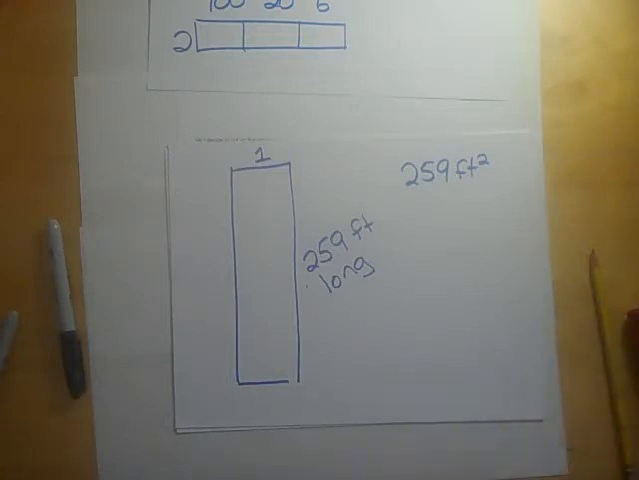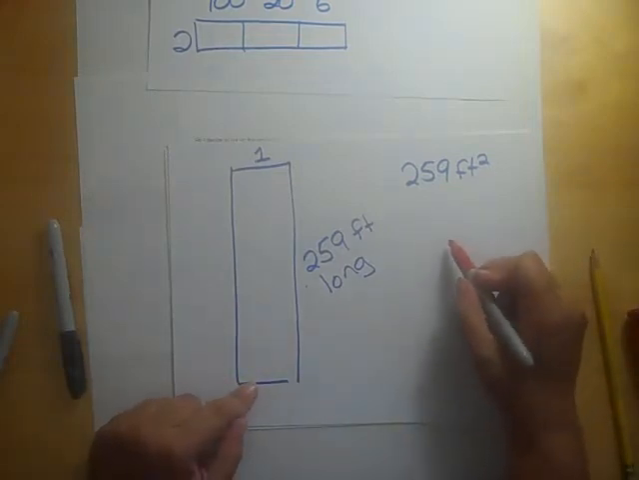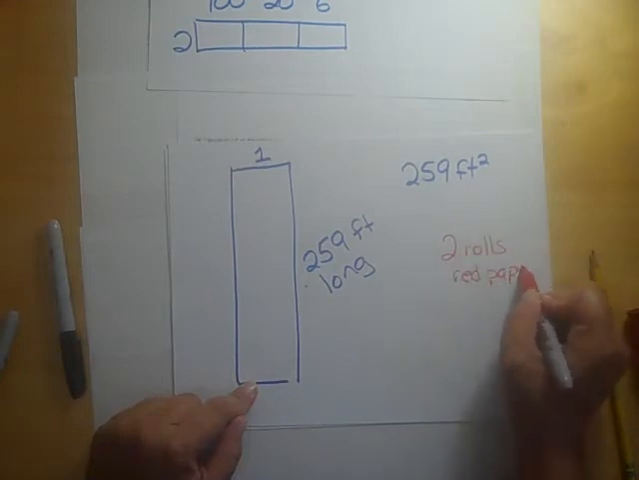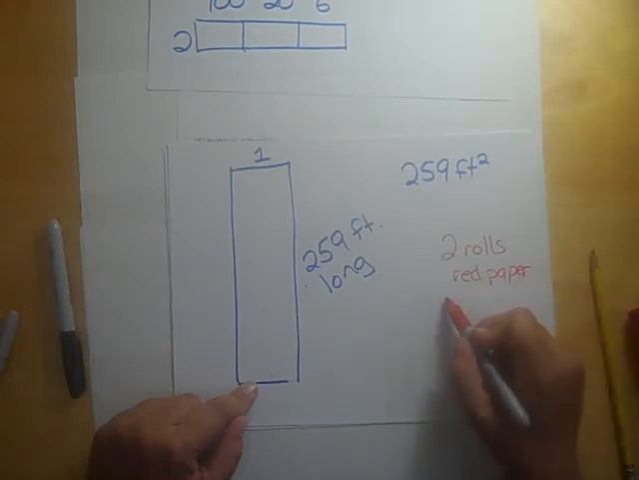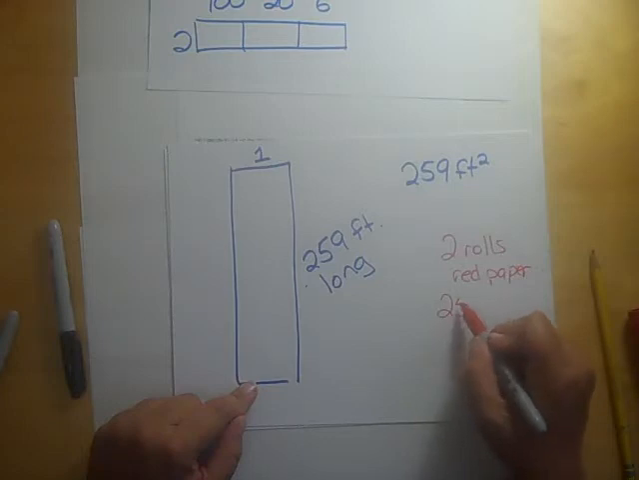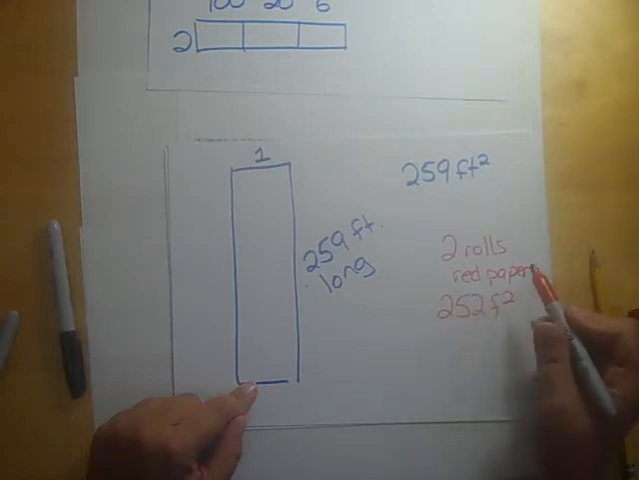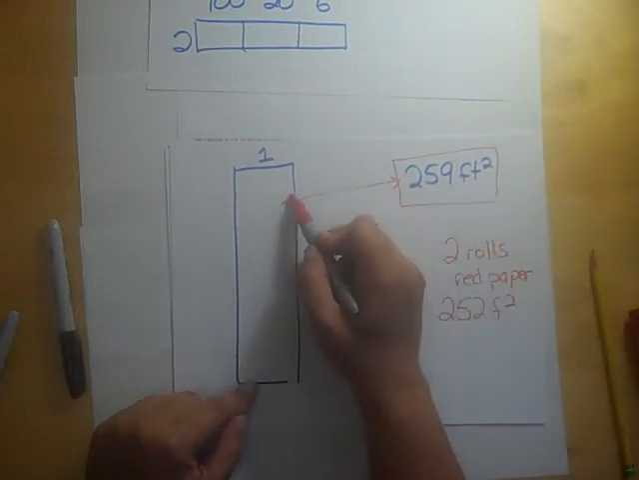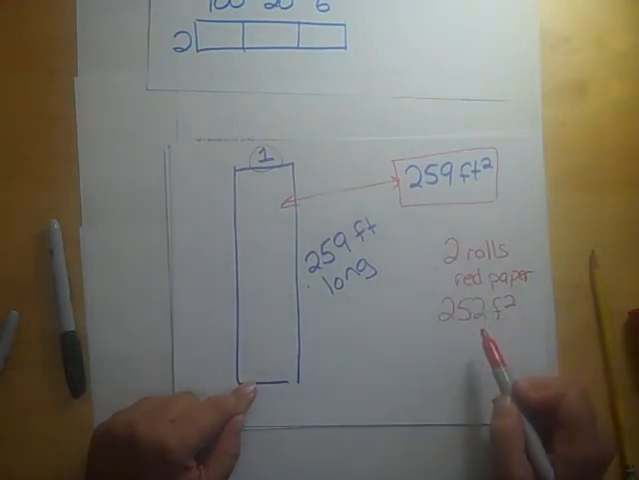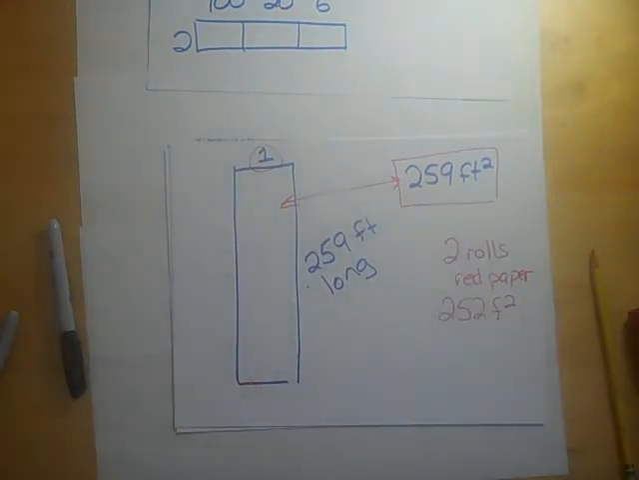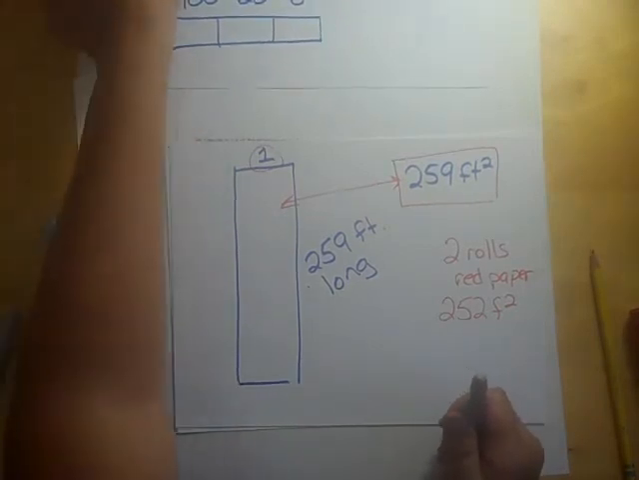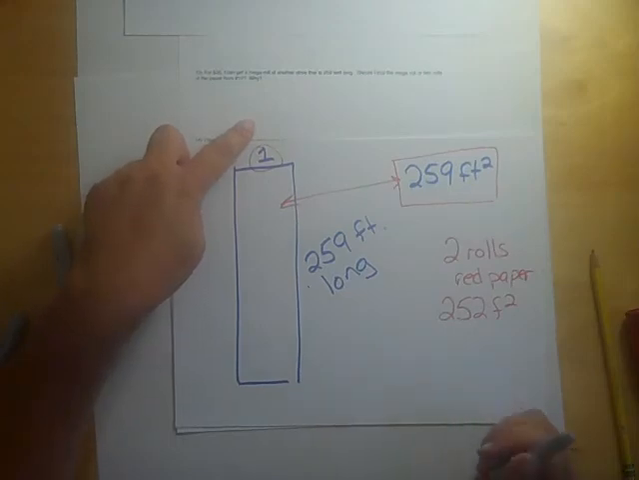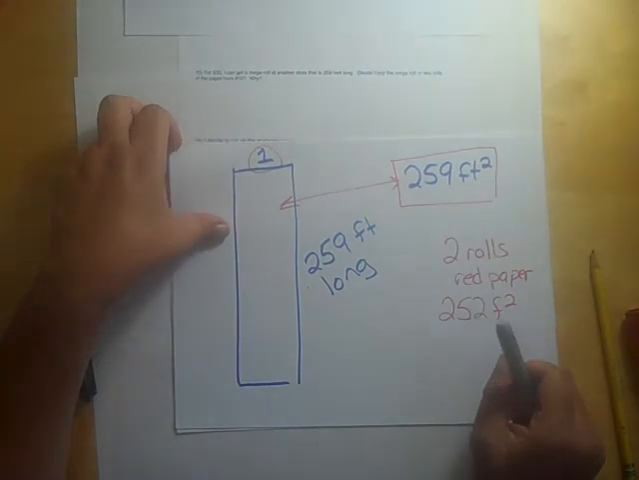And when you got the answer for that, 126 times 2, you should have gotten that 2 rolls of the red paper added up to be 252 square feet. This one is 259 square feet. So this one, if it's at least 1 foot wide, is going to be bigger. So that would be your answer. You should buy the Mega Roll if it is at least 1 foot wide. If it's smaller than 1 foot wide, the other one's going to be a better deal.